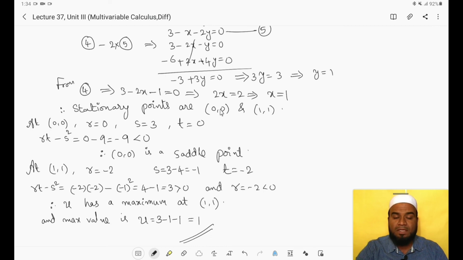And (0, 0) is also a stationary point, but because we are getting rt minus s square less than 0 at (0, 0), that is why (0, 0) is a saddle point and (1, 1) is a stationary point, and at this point the function is maximum. How to find the maximum value? We just have to substitute that maximum point in the given function u. So that will become 3 minus 1 minus 1, because x and y values are 1, 1, which is nothing but 1.